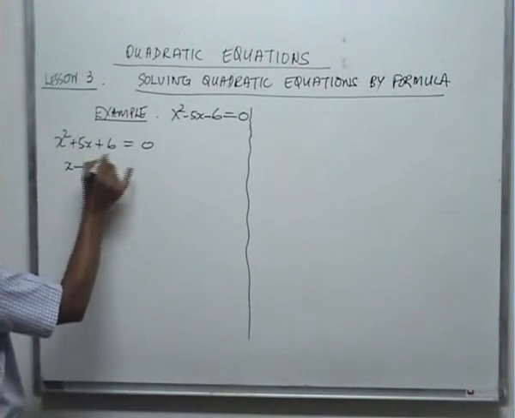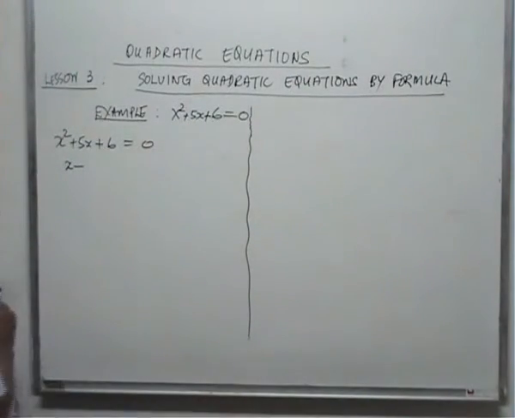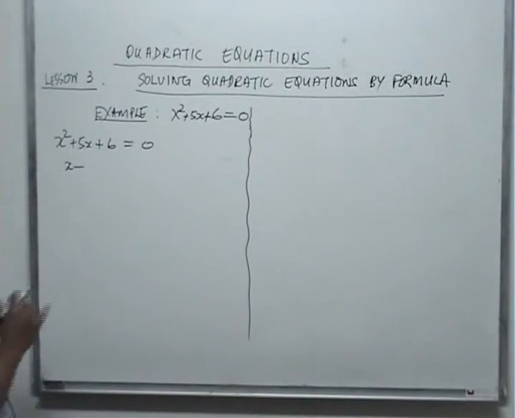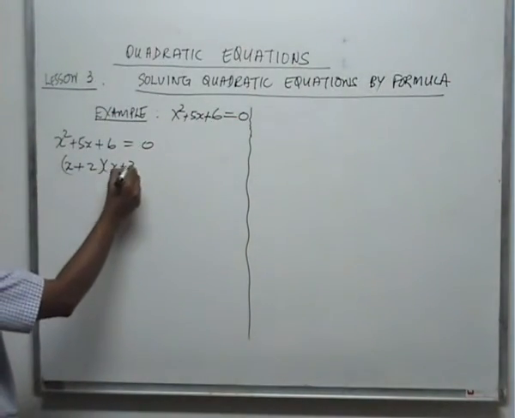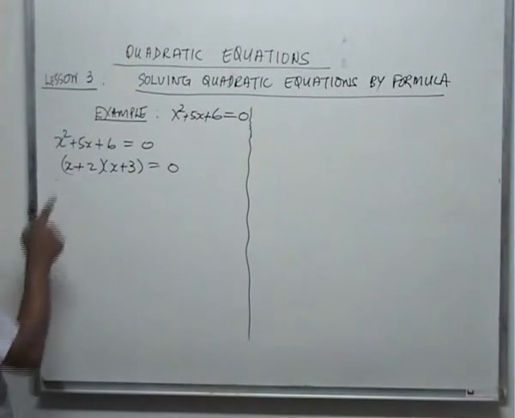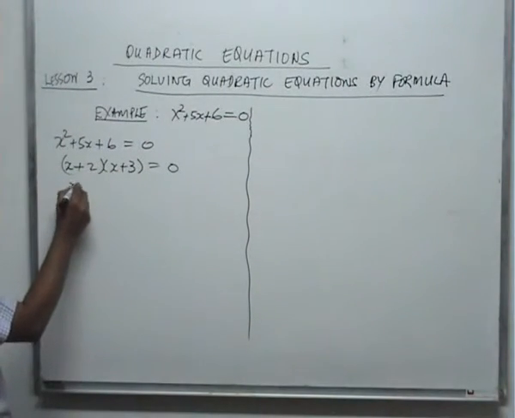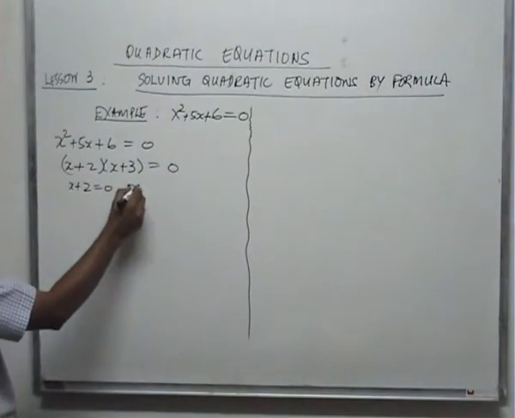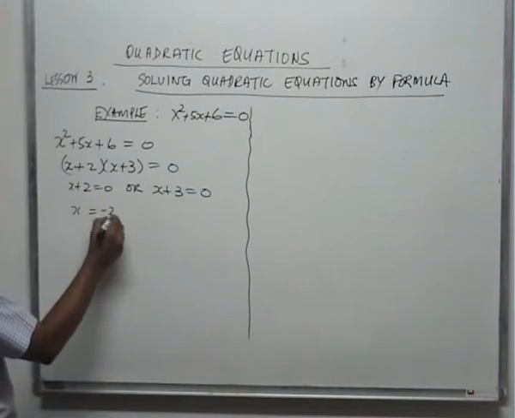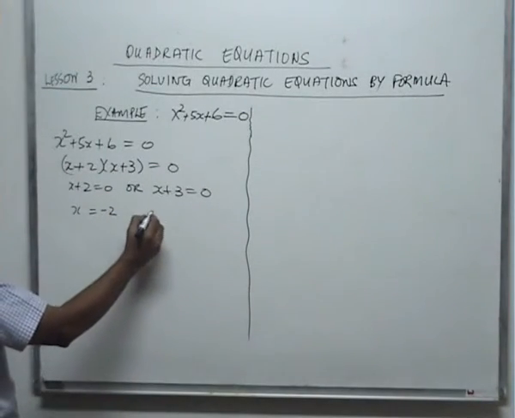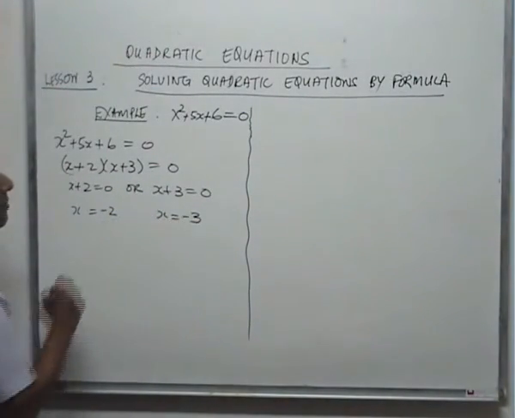Let's make it easier. X squared plus 5x plus 6, that's better. X squared plus 5x plus 6 is equal to 0. Easy example. Now it can be solved by factorization. X plus 2 into x plus 3 is equal to 0. You factorize that. So x plus 2 is equal to 0, or x plus 3 is equal to 0, x is equal to minus 2, or x is equal to minus 3.